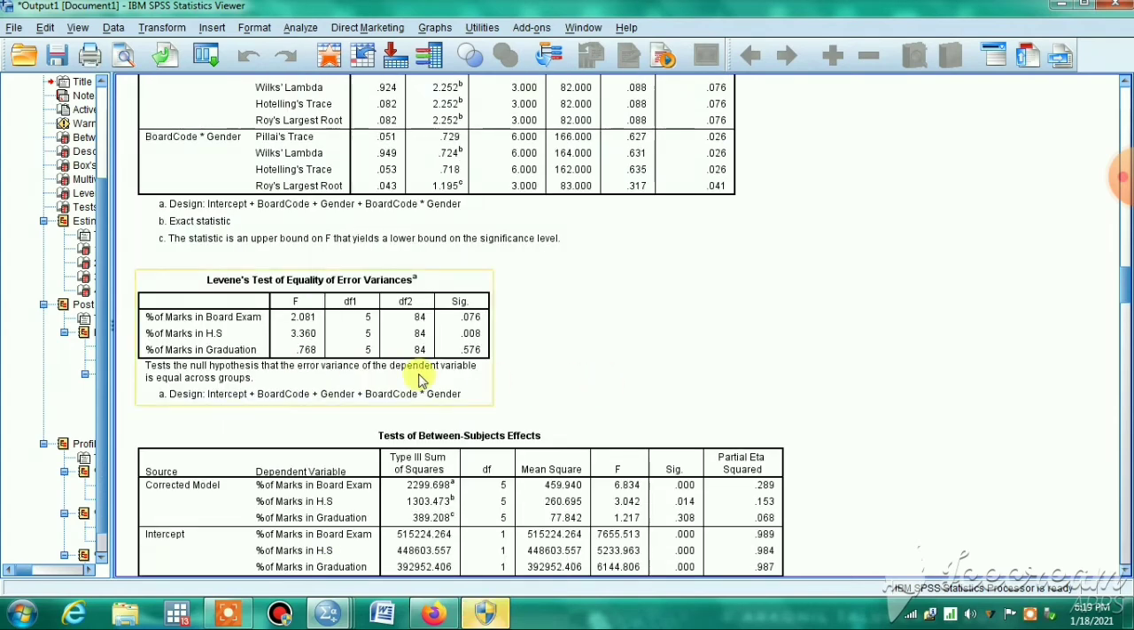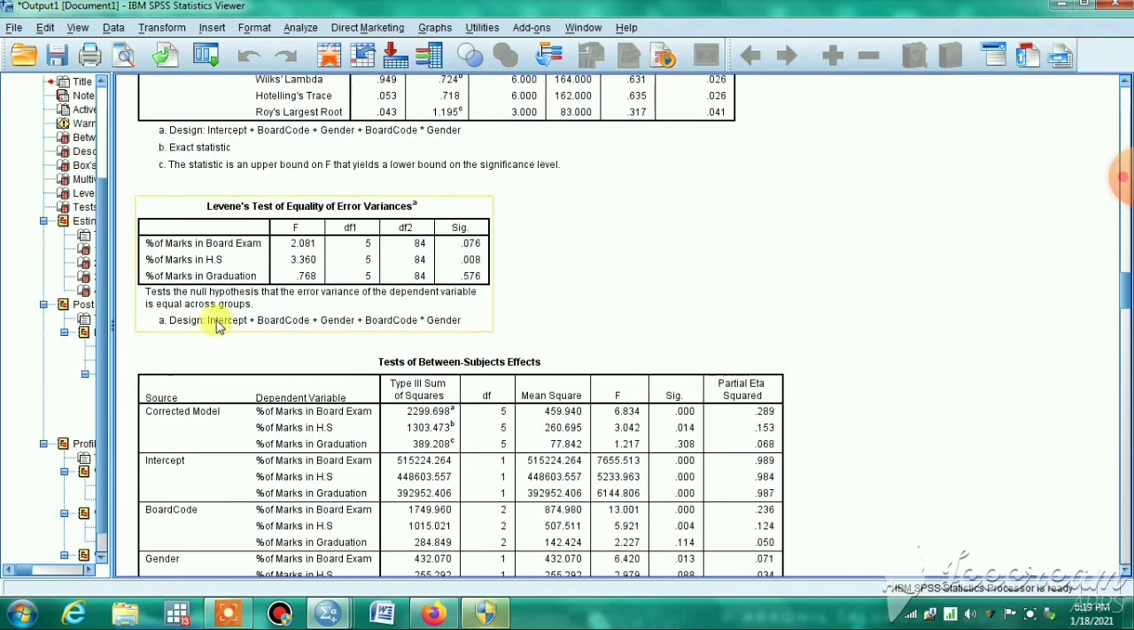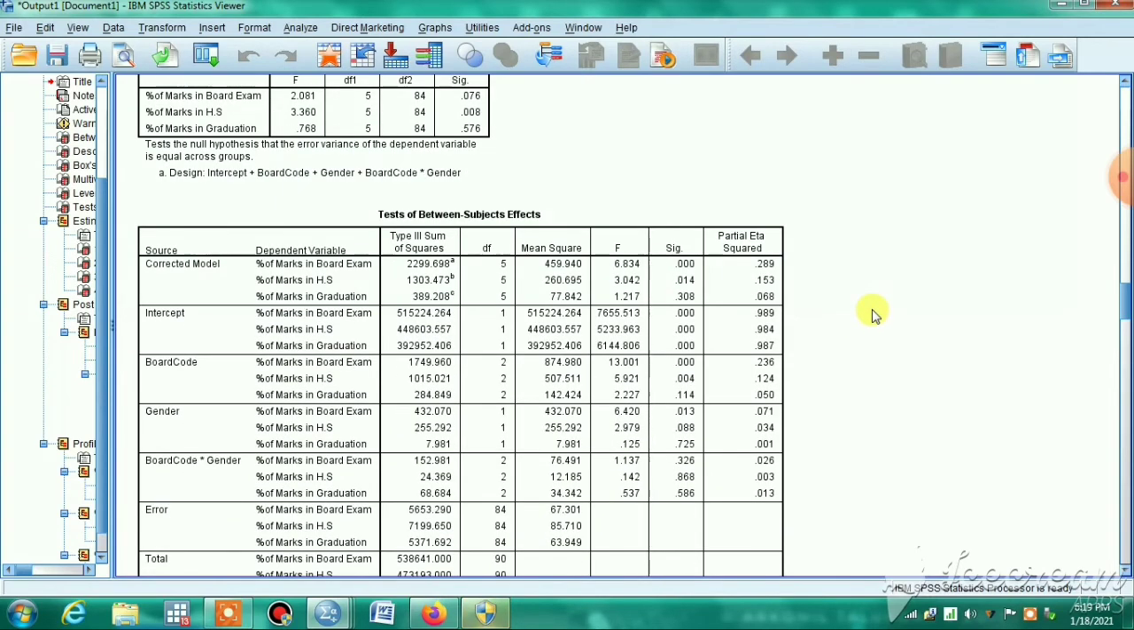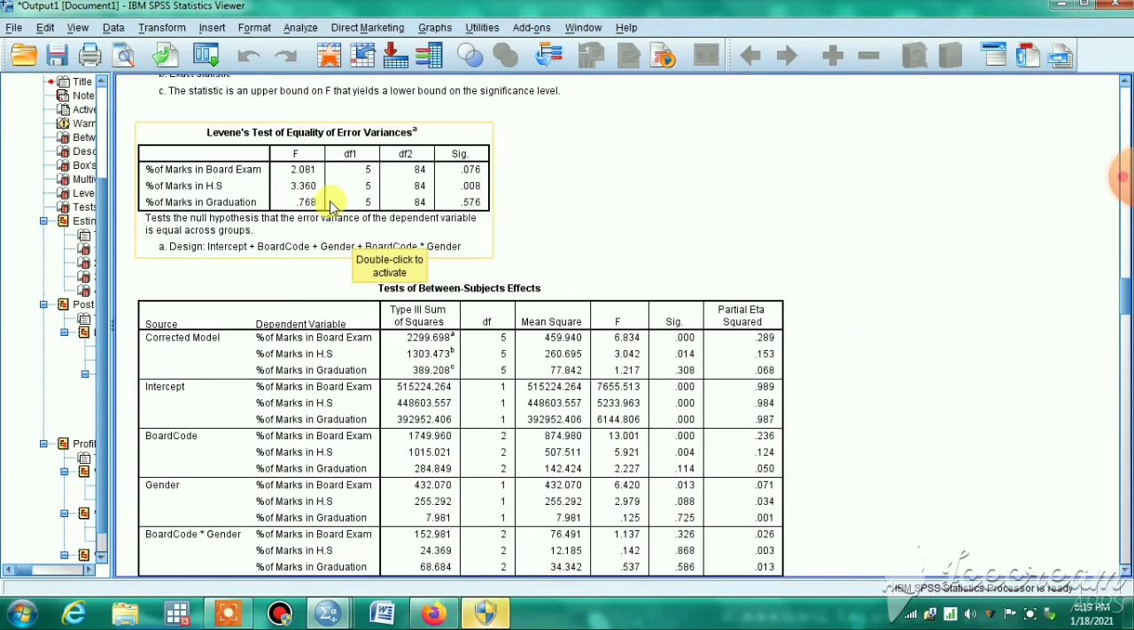Now Levene's test of equality of error variances shows that only in the case of percentage of marks in HS is it significant. That means the equality of error variance is accepted in the case of board exams as well as graduation, but rejected in the case of percentage of marks in HS. The null hypothesis is that the error variances of the dependent variable are equal, so it is rejected for HS, but for the other criteria it is accepted, because we have nothing to do with the data. The result is showing what the data actually is.